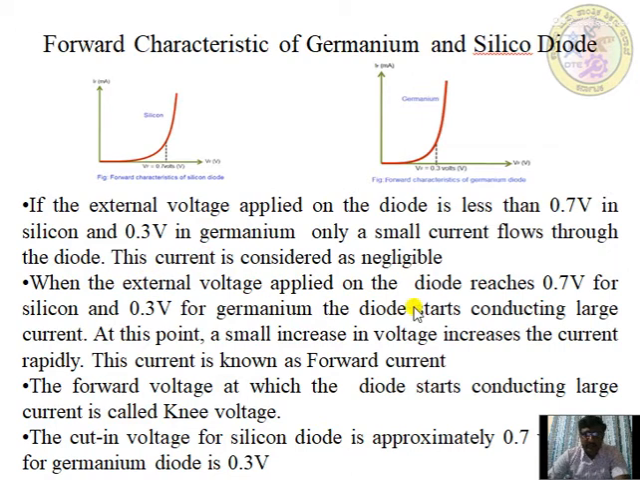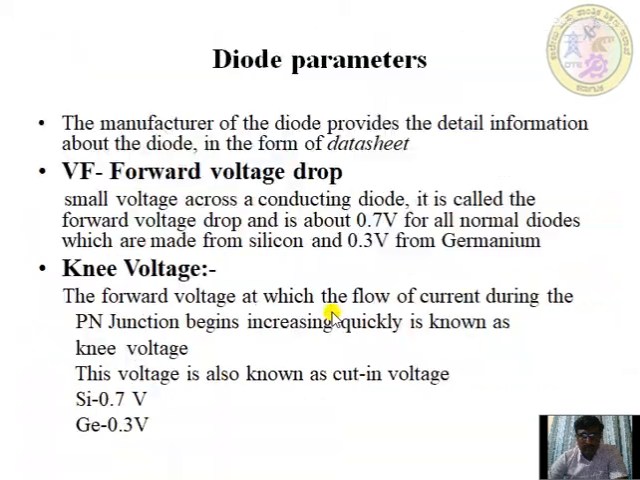When the external voltage applied to the diode reaches 0.7 volts for silicon and 0.3 volts for germanium, the diode starts conducting large current. At this point, when there is a sudden increase in the current, the diode starts conducting, and for germanium it is 0.3. This current is known as the forward current. The forward voltage at which the diode starts conducting large current is called the knee voltage. The cut-in voltage for a silicon diode is approximately 0.7 volts, and for a germanium diode it is 0.3 volts.